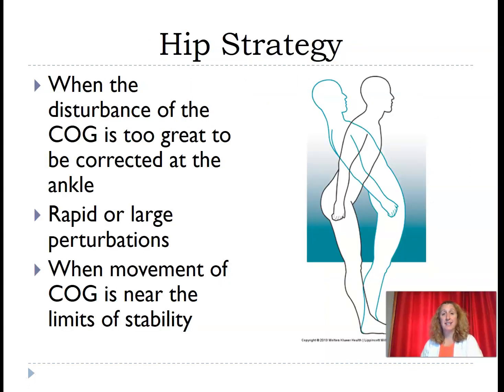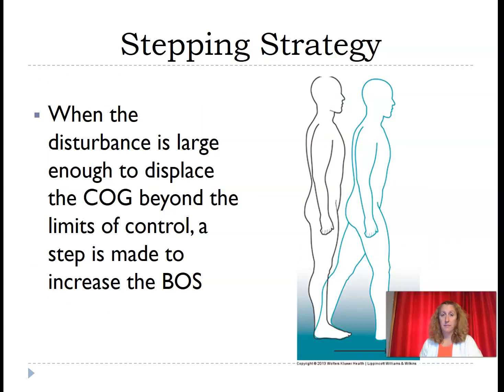The hip strategy is now a larger sway. So when your ankle strategy is not adequate to maintain your balance, you may have a larger sway that occurs now at the hips. The stepping strategy is now you've gone through the ankle and hip strategy, and the only way to maintain your center of gravity is to actually take a step either forward or backward in order to increase your base of support.